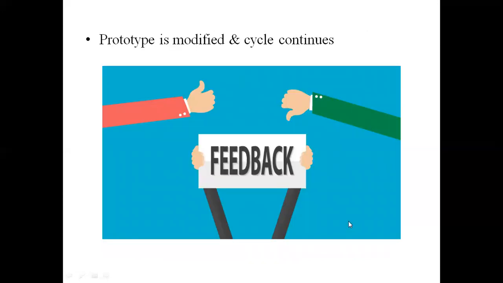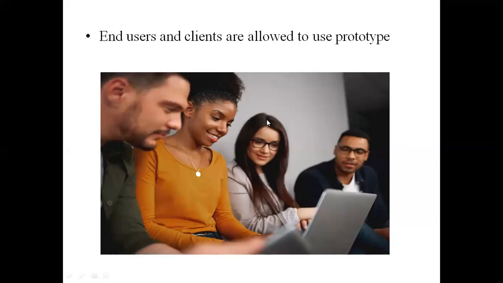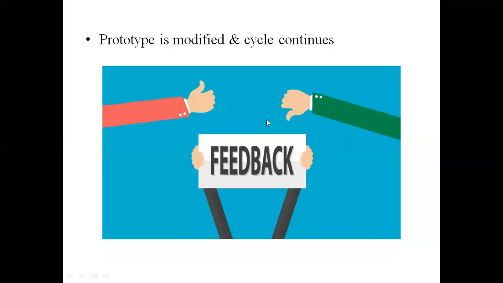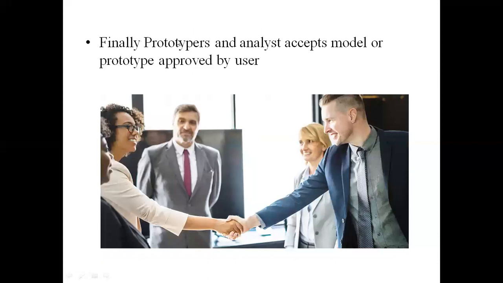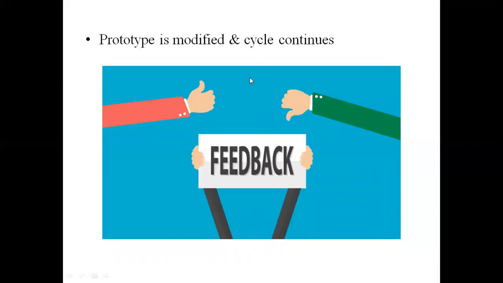So this cycle is going to get repeated. You'll get the feedback, you'll ask the user to use it again and then provide the next feedback. So this is a cycle. And till when is this cycle going to continue? Till the prototypers and analysts accept the model approved by the user. The user is going to approve your model that yes, this is the final product, this is what we expected, and this is perfect. At that time, this cycle is going to stop.